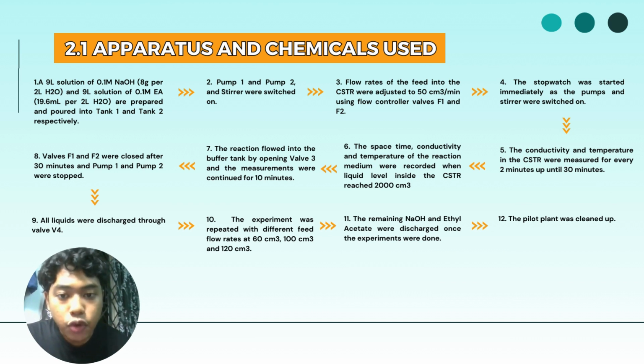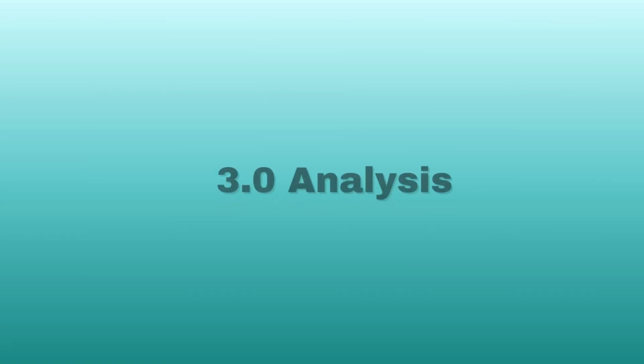Next, the experiment was repeated with different feed flow rates at 60 cm³, 100 cm³, and 120 cm³. The remaining NaOH and ethyl acetate were discharged once the experiment was done. Lastly, the plant was cleaned up.